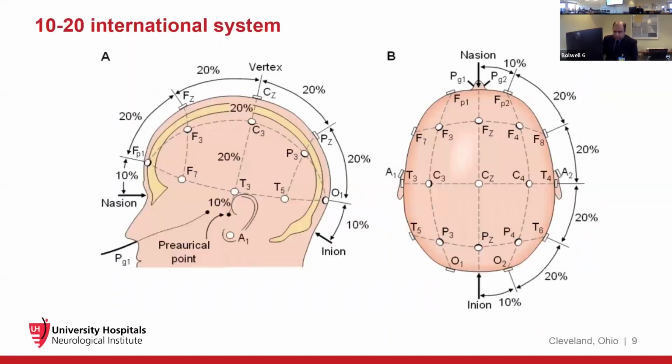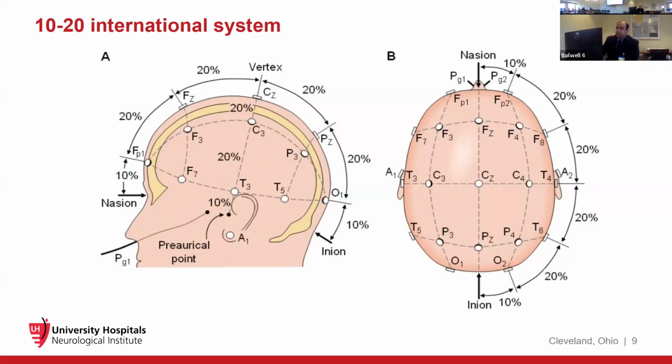Now, this is what is called the 10-20 International System. This is how electrodes are placed everywhere in the world. And the 10-20 is basically the distance. For example, if you see here, from the nasion to the first electrode is 10% of this entire distance, okay? And then the distance between the electrodes is 20% each, okay?